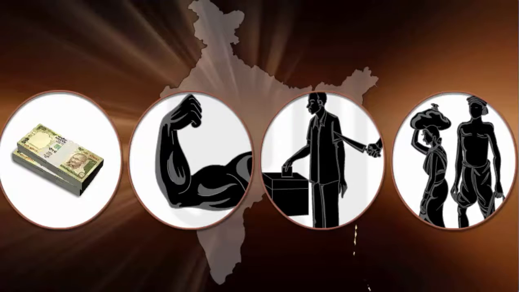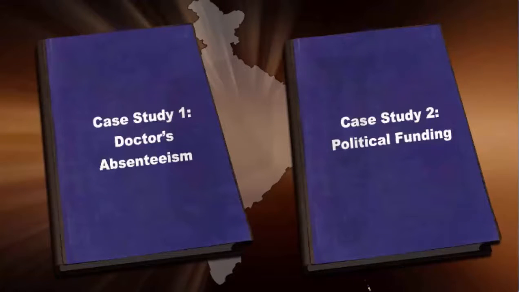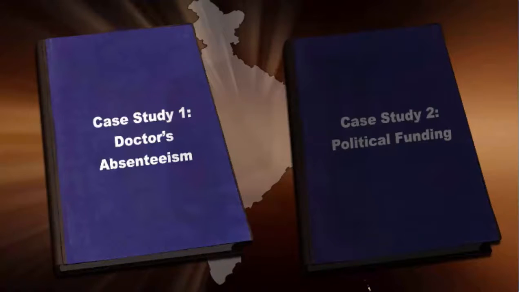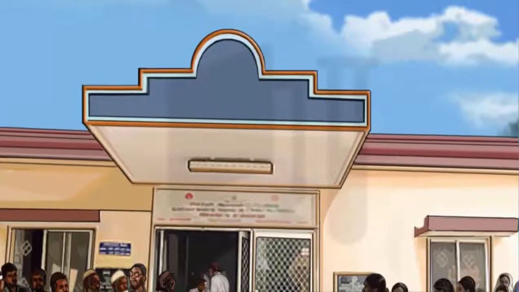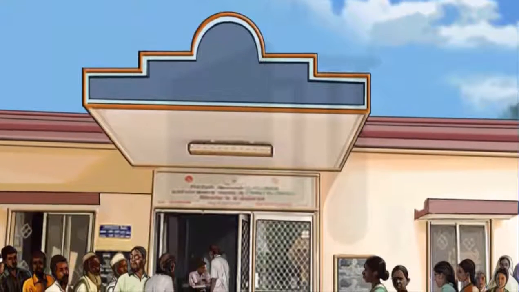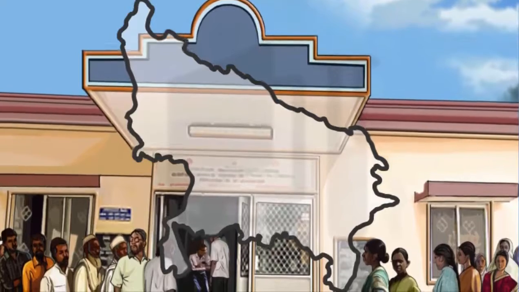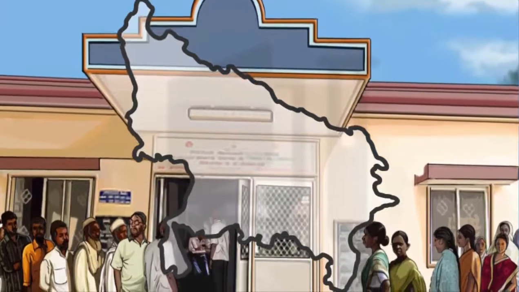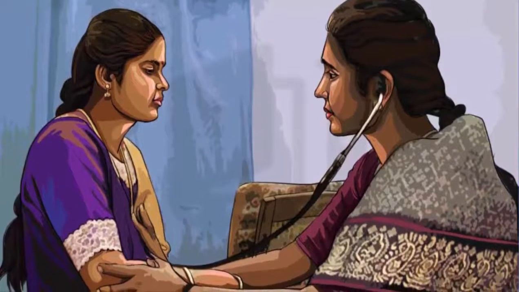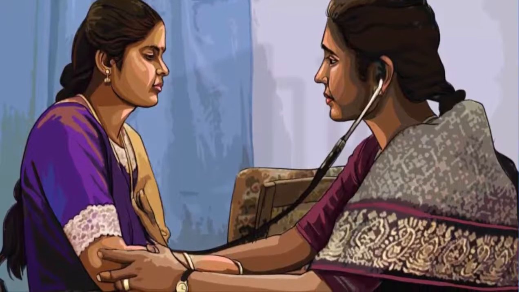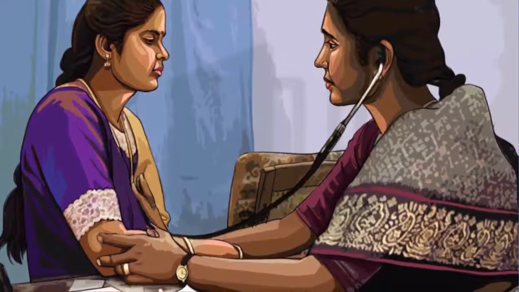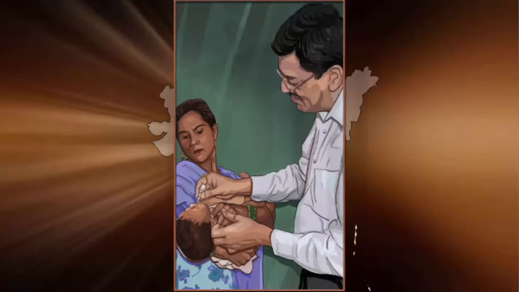There are two case studies that reveal some of the challenges faced by the country. Case Study 1. Doctors' absenteeism. All rural villages are supposed to have primary healthcare centers. A survey conducted in Uttar Pradesh revealed that there were no doctors available at these health centers. These doctors had their own private practice in towns and visited the villages once or twice a month. The poor villagers have to travel long distances and pay huge fees to avail of the same facilities when required.